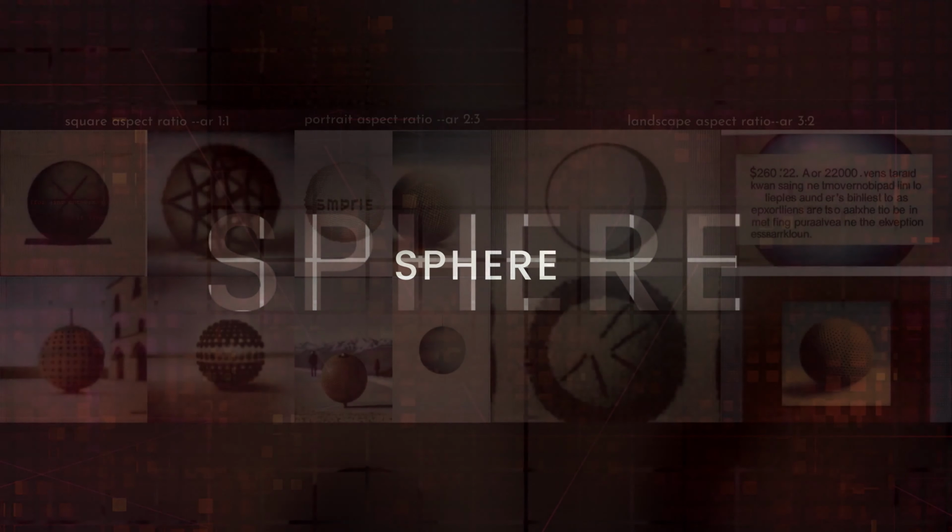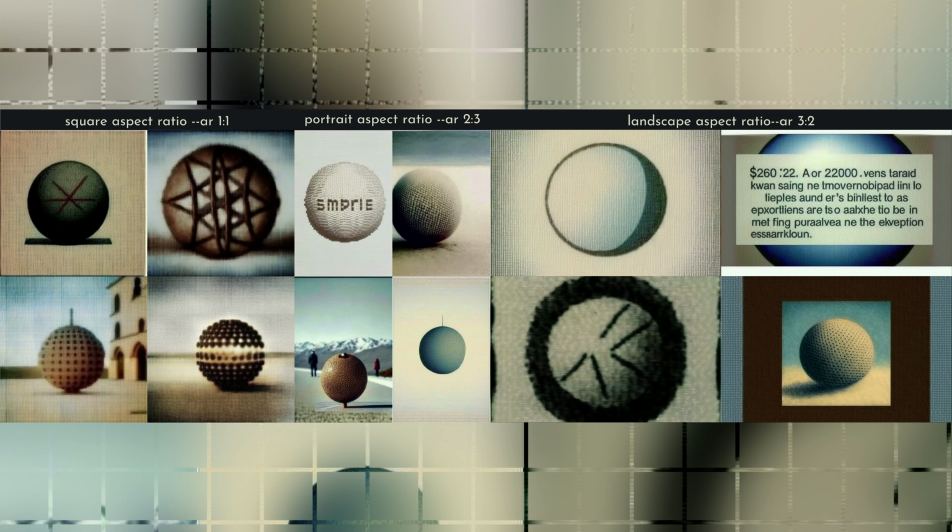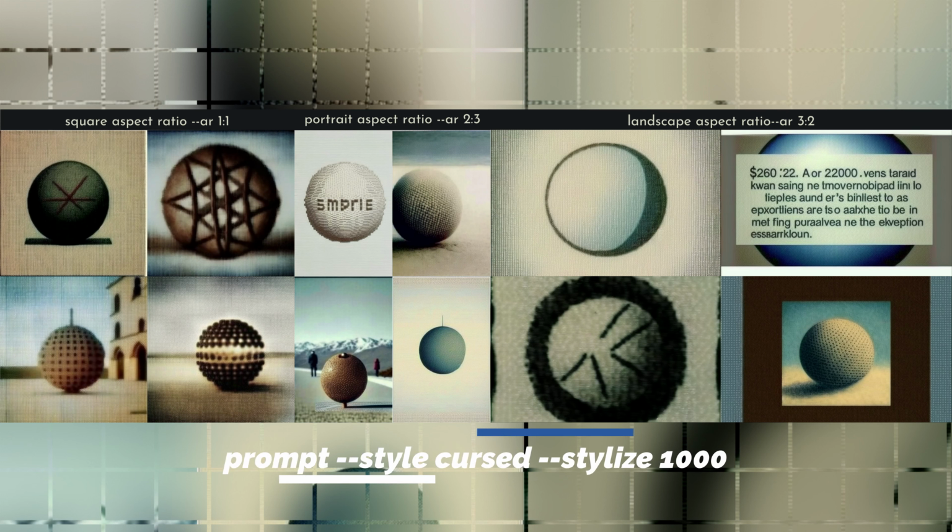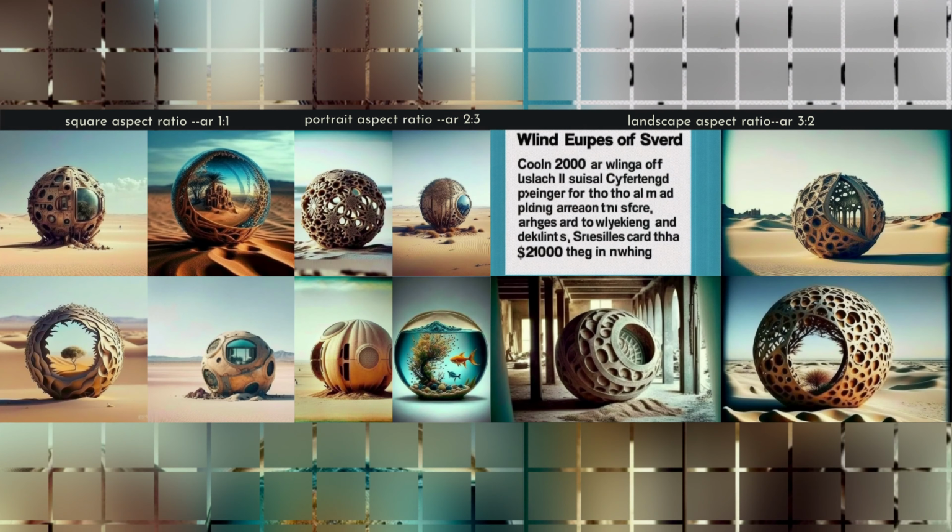Sphere. So the default images do look very ugly, although they look completely different from the other styles. They almost look like they're printed on canvas. The discovery I made was when you add stylize 1000 to the prompt, then you get images like this. There is still some graininess in some of the images, but upscaling seems to help improve that somewhat.